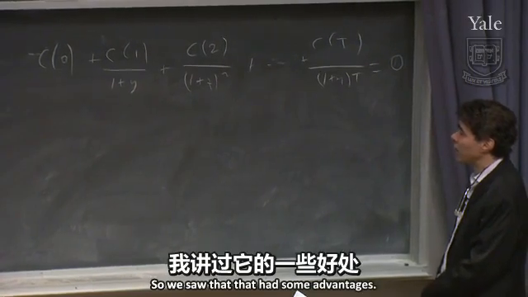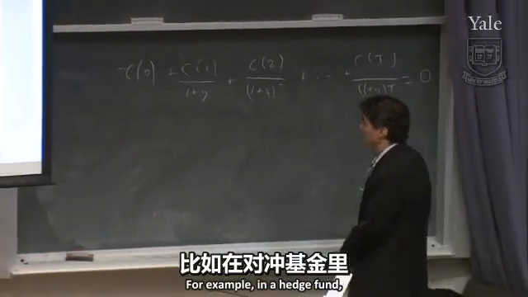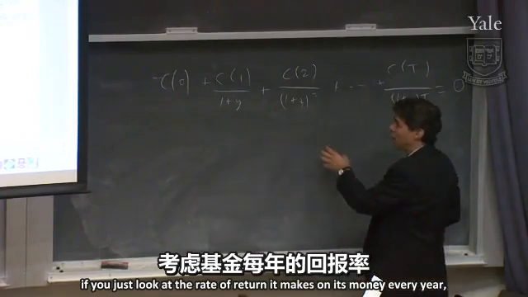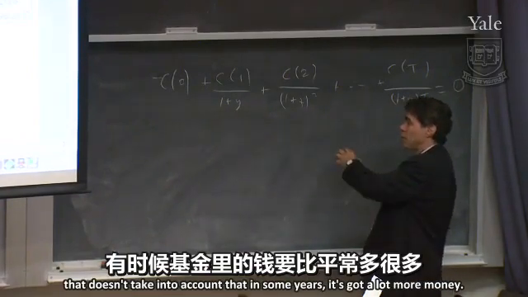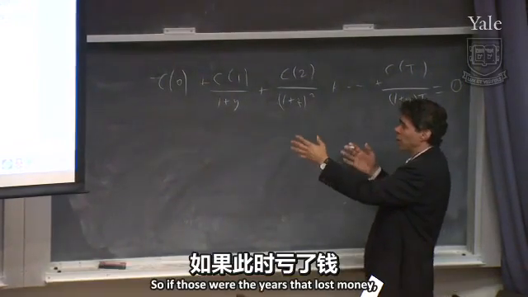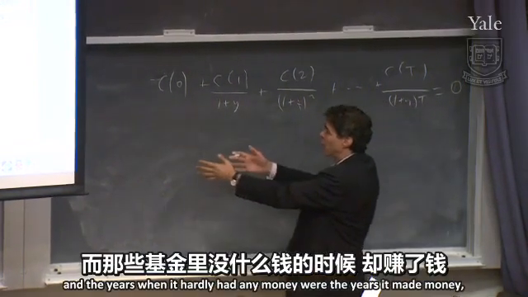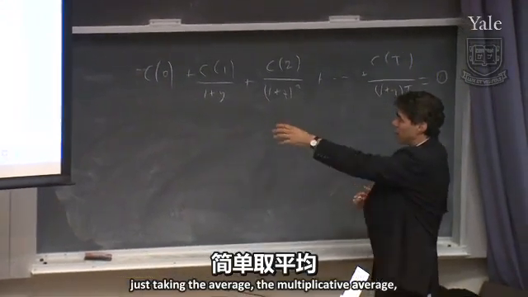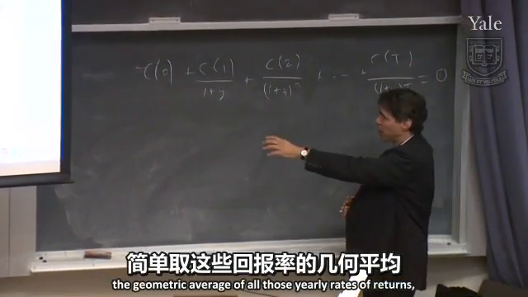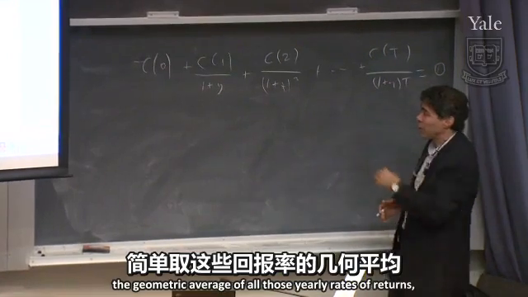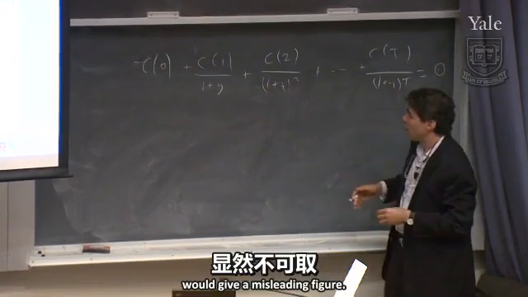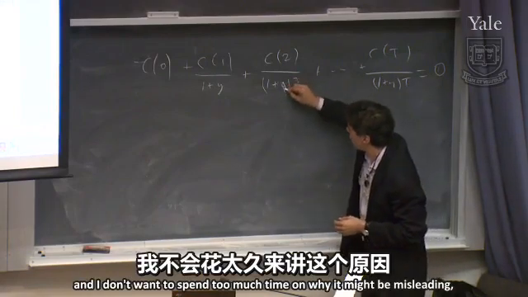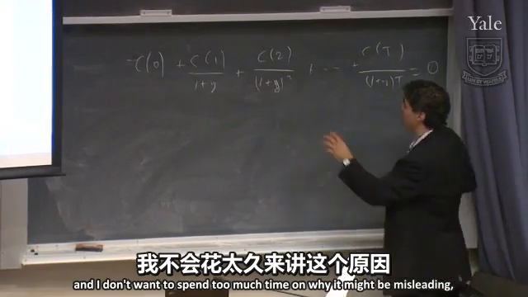So we saw that that had some advantages. For example, in a hedge fund, if you just look at the rate of return it makes on its money every year, that doesn't take into account that some years it's got a lot more money. So if those were the years it lost money, and the years when it hardly had any money were the years that it made money, just taking the geometric average of all those yearly rates of return would give a misleading figure. Well, the yield also gives a somewhat misleading figure.